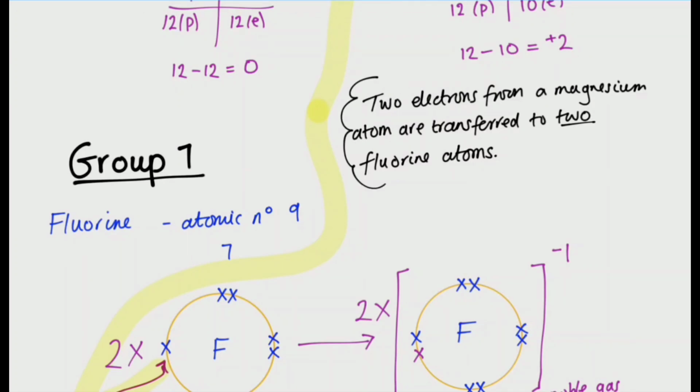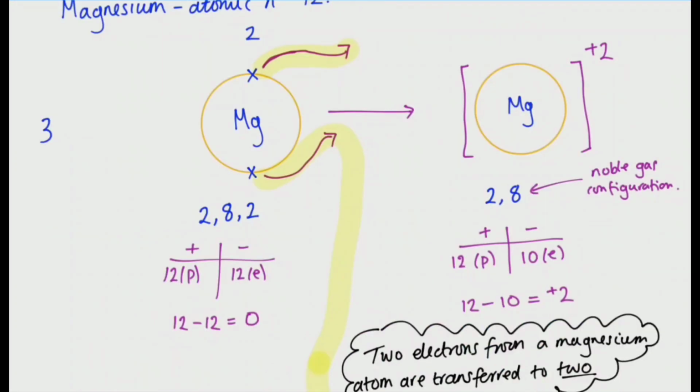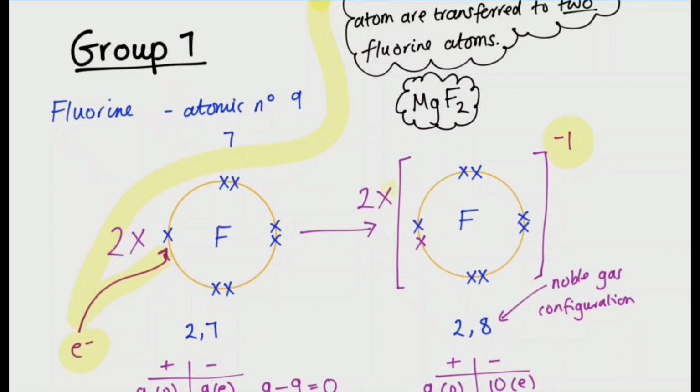Now the new product that's formed when magnesium reacts with fluorine has a formula MgF2, magnesium fluoride. So why do we have the formula MgF2? Well, magnesium has a +2 charge, so you need two negative charge fluoride ions to balance out the +2 charge of magnesium.